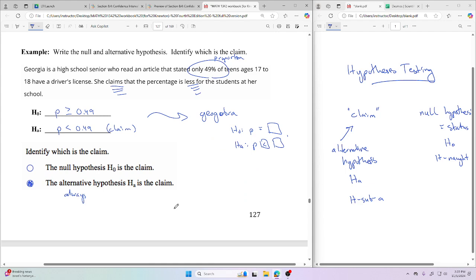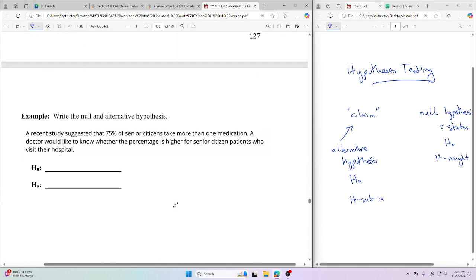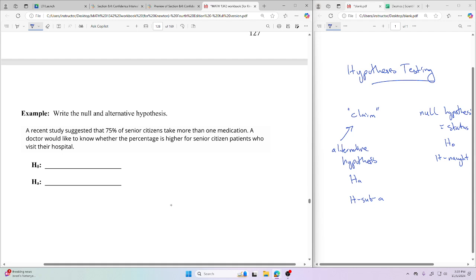Not so hard, but we haven't done any math yet. A recent study suggested that 75% of seniors take more than one medication. A doctor would like to know whether this percentage is higher. Am I going to use a P or a mu here? P for percentage. Awesome. P for proportion, probability, all that kind of stuff.